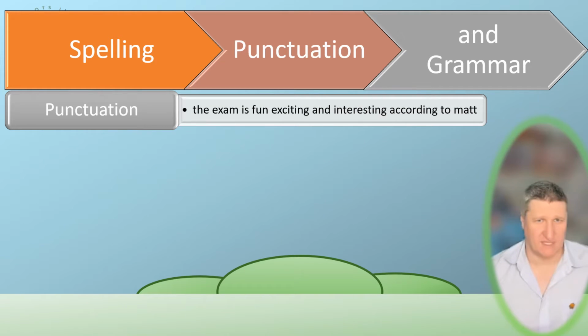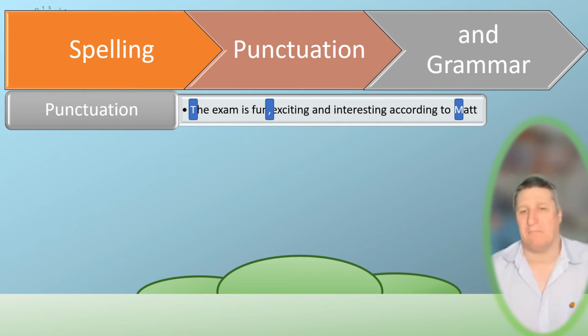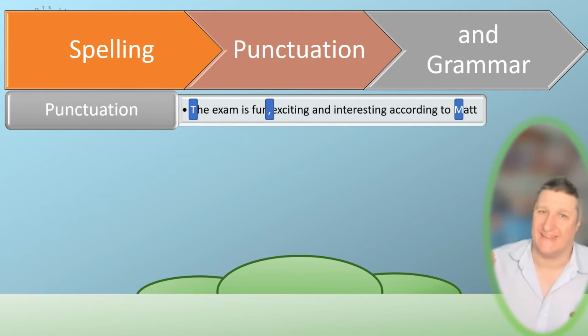For example, the exam is fun, exciting and interesting according to Matt. Well, capital T for the because it's the beginning of the sentence. Fun, comma, exciting because it's a list of adjectives, but not the last one because it's separated by and. Fun, exciting and interesting, unless you want to start talking about the Oxford comma and then all bets are off. According to Matt. Matt is a person, a proper noun, and therefore has a capital M. And of course you finish it with a full stop. There you go. Simple and straightforward.